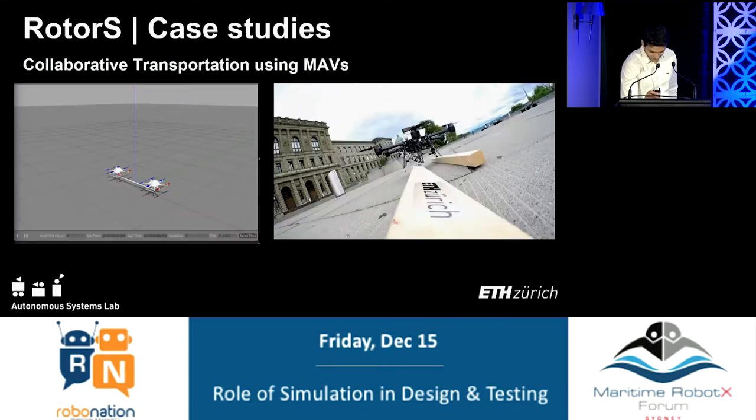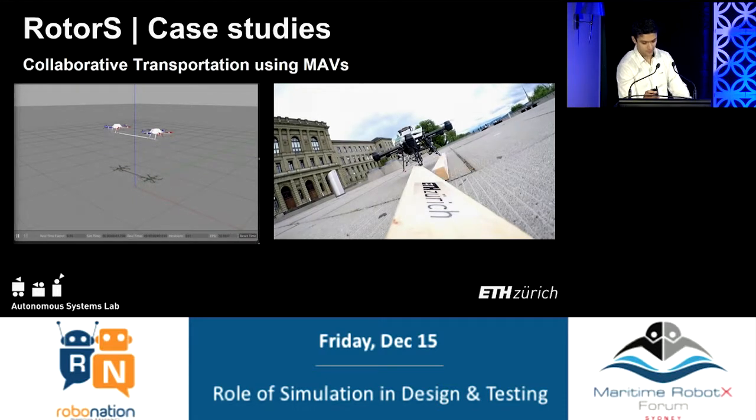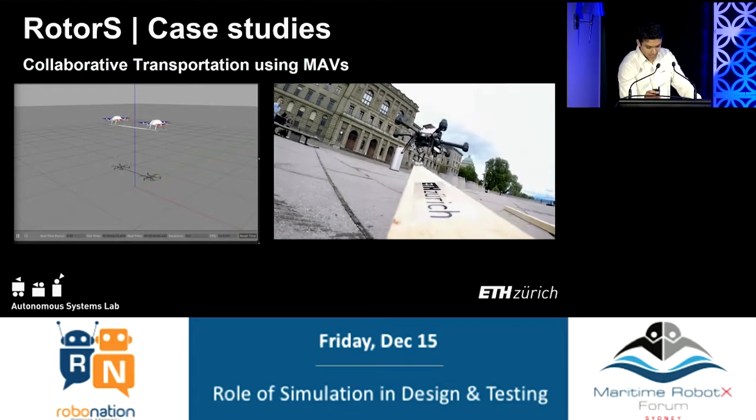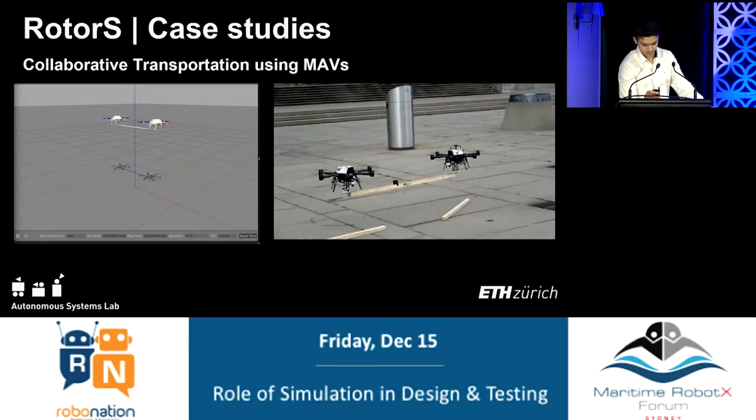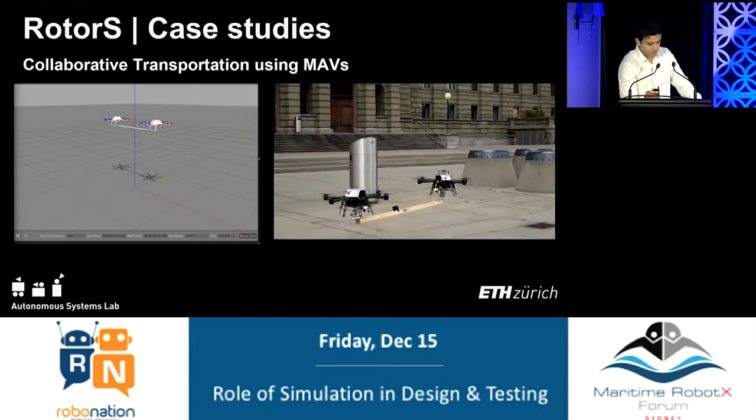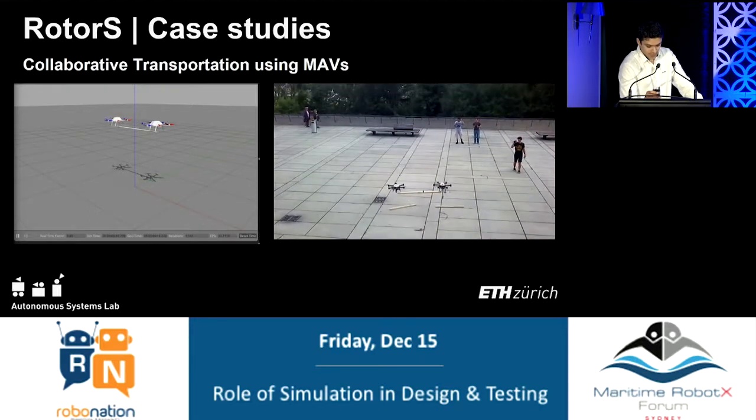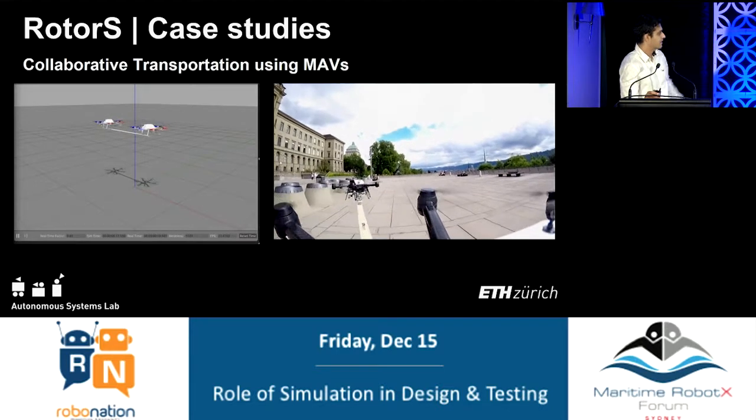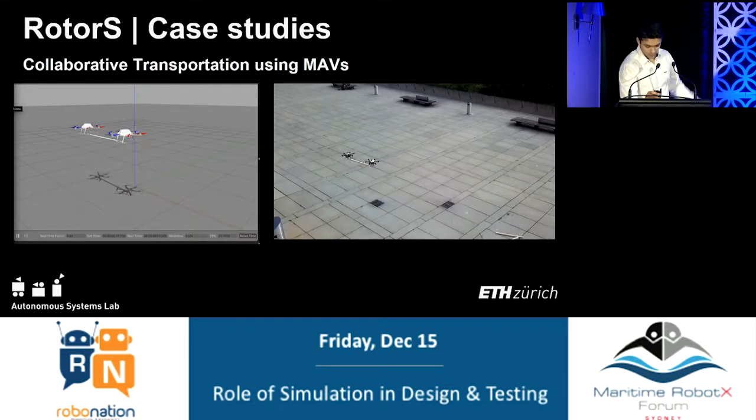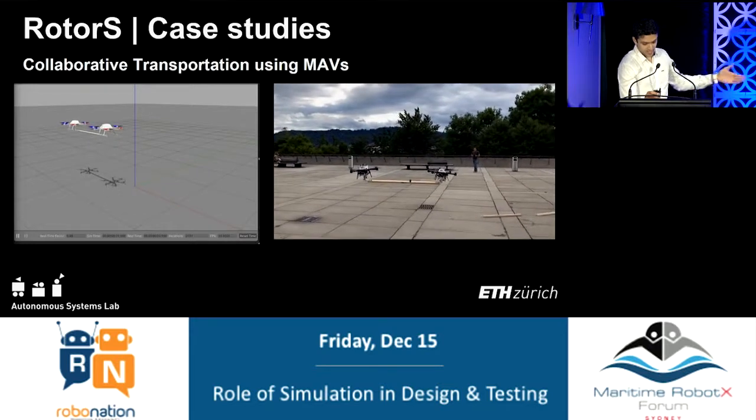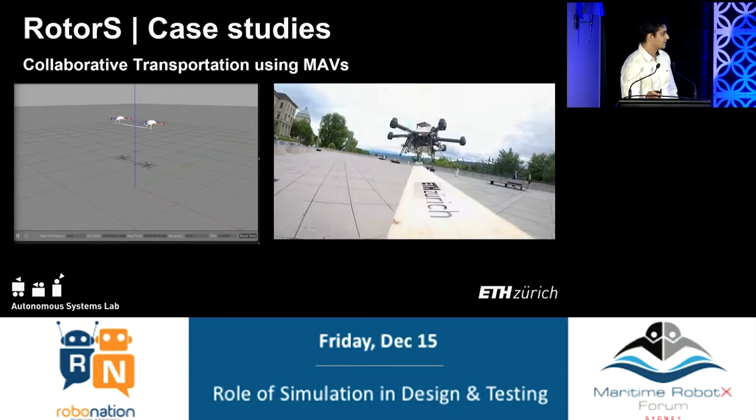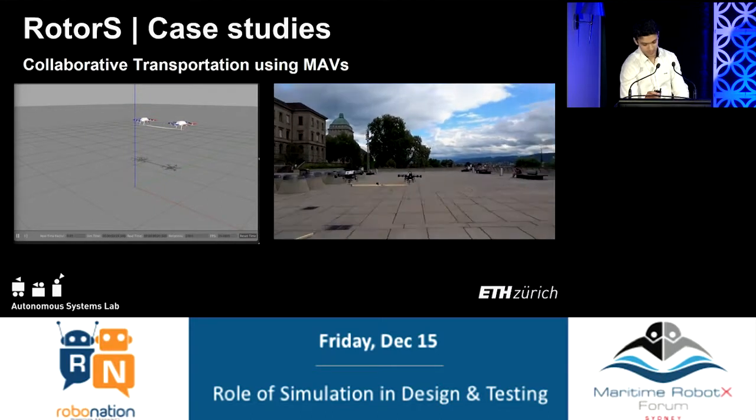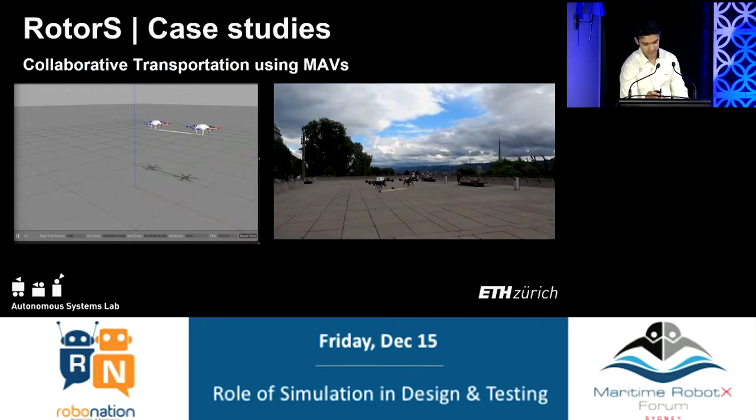So now some case studies where rotors played a pivotal role in development of novel functionality. This is showing collaborative transportation of large and heavy objects using multiple vehicles. So two MAVs transport an object that neither could lift alone. The front MAV is controlled by a user in a position control mode, so it's very easy to fly. And the second one is autonomously maintaining an altitude while following the forces that are acting on it. So that's something new that was developed first in simulation and then in the real world.